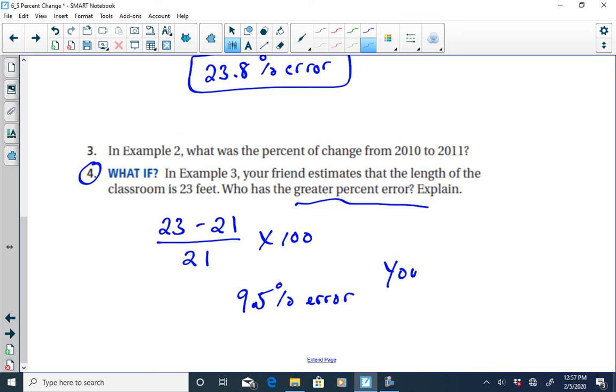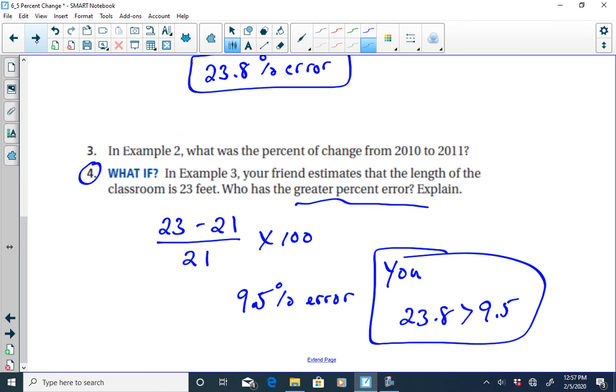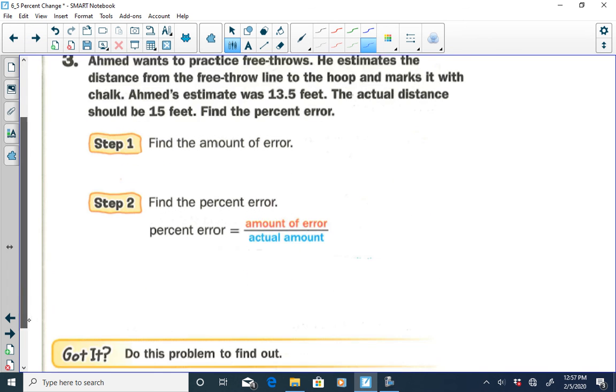So who had a greater error, the greater percent error? That would be you, right? Because 23.8 is greater than 9.5. All right? Okay.